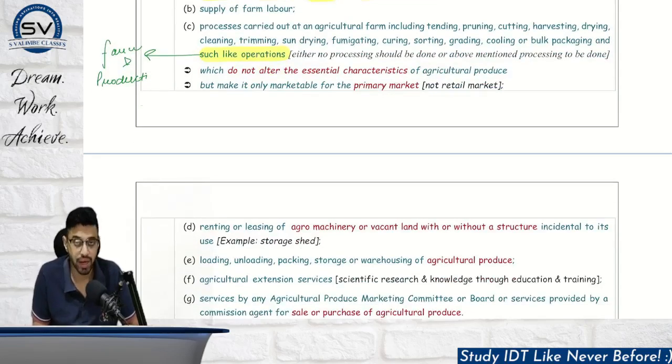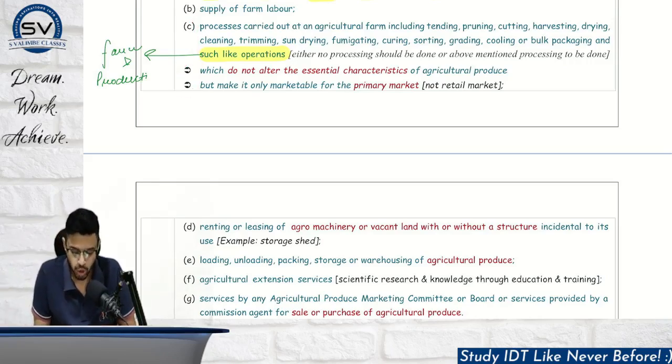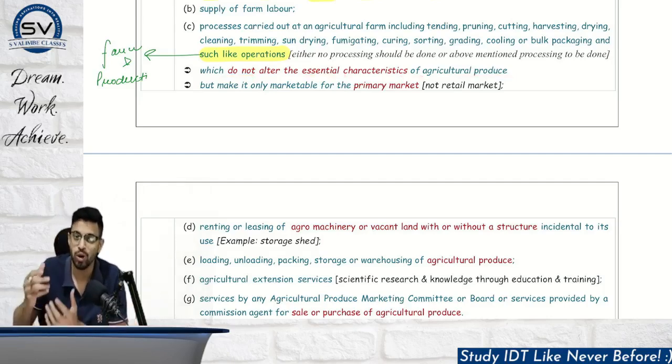See, but here the condition is that either no processing should be done or above mentioned processing to be done. Basically with respect to agriculture produce, these processing is allowed, but beyond that, that will be something which is related to the further sale. That is not covered here. There GST will be charged. So see these 2 points. These processes should not alter the essential characteristics of agriculture produce. Essential characteristics should be preserved because we are trying to exempt the core ground related processes.